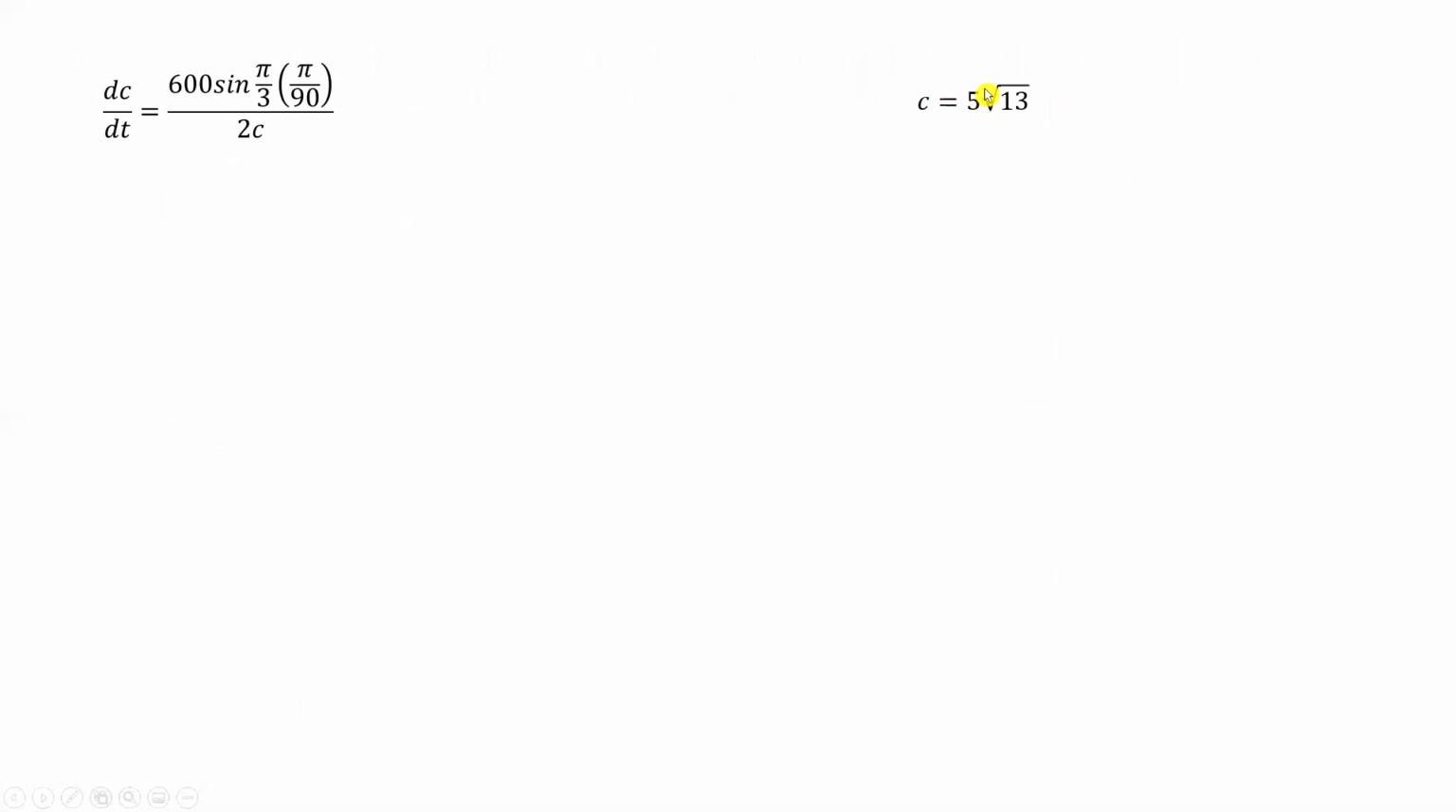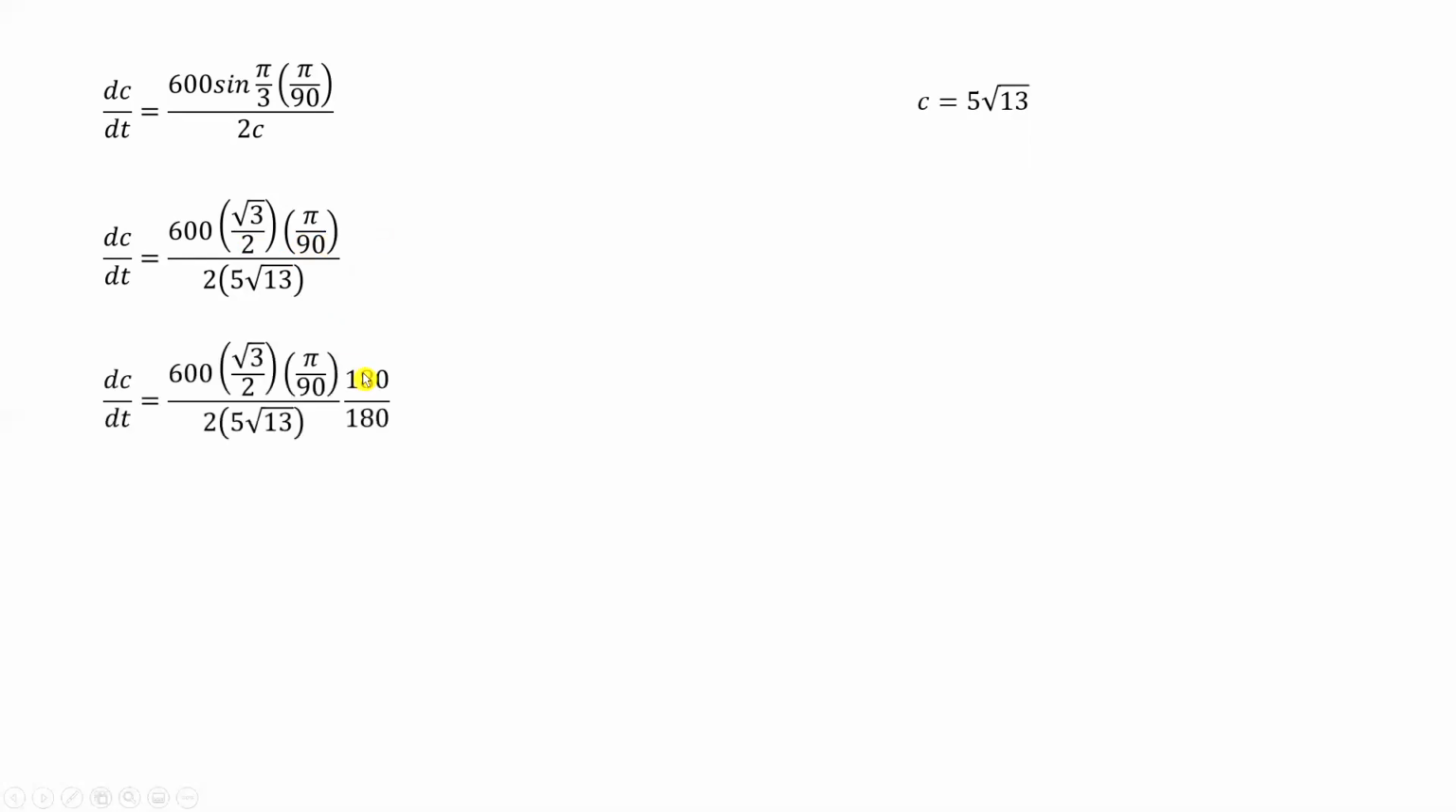What can we do now? 5 root 13 can go in for C. The sine of pi over 3 we also know. So the sine of 60 is root 3 over 2, and C was 5 root 13. Time to clean this up. Fractions as part of fractions, we've never liked that. We have a 2 and a 90 in the denominator, which is 180. So let's multiply top and bottom by 180 to get rid of the 2 and the 90.